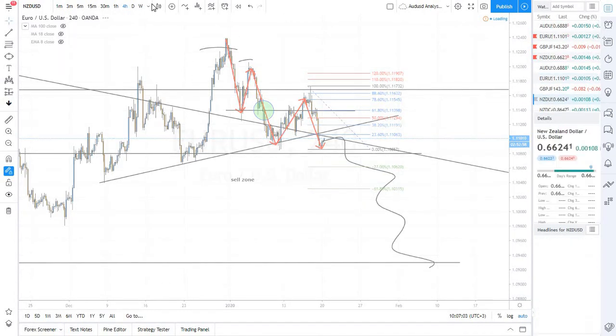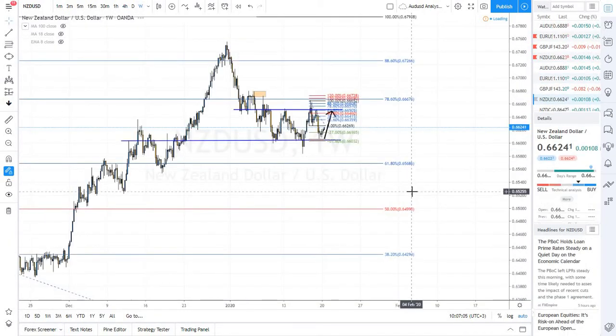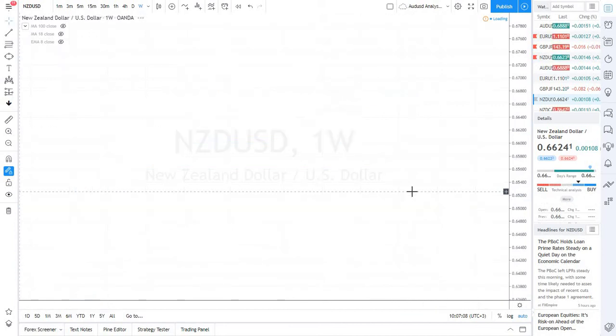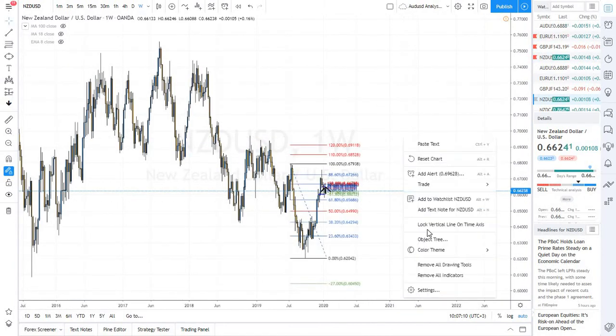So the third pair that we're looking at, NZDUSD.